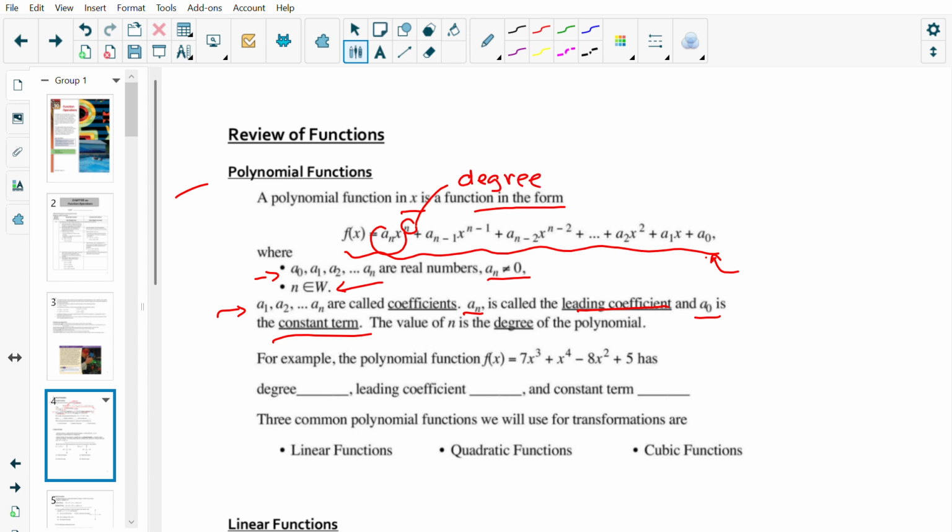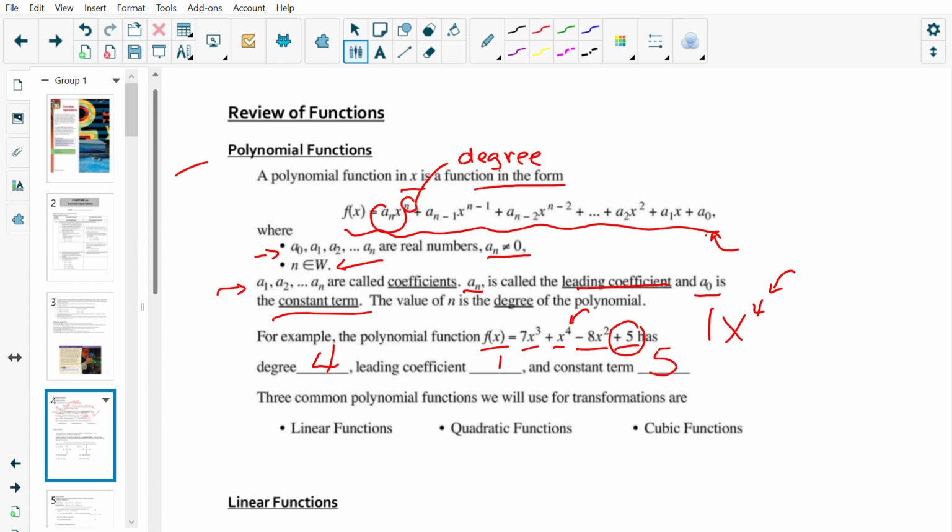For example, the polynomial function f of x equals 7x cubed plus x to the fourth minus 8x squared plus 5 has a degree of, so we look at the term with the highest exponent, and that's 4, so it's a degree of 4. And then x to the fourth, what's the coefficient in front of the highest degree term? That's the lead coefficient, so it's 1. And the constant term, the one without a variable, is 5.